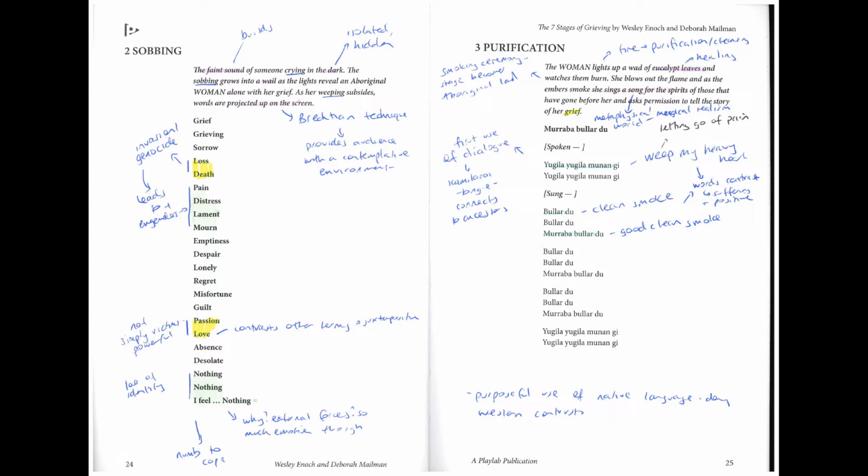Scene 3. Purification. The woman lights up a wad of eucalypt leaves and watches them burn. She blows out the flame, and as the embers smoke, she sings a song for the spirits of those that have gone before her, and asks permission to tell the story of her grief.